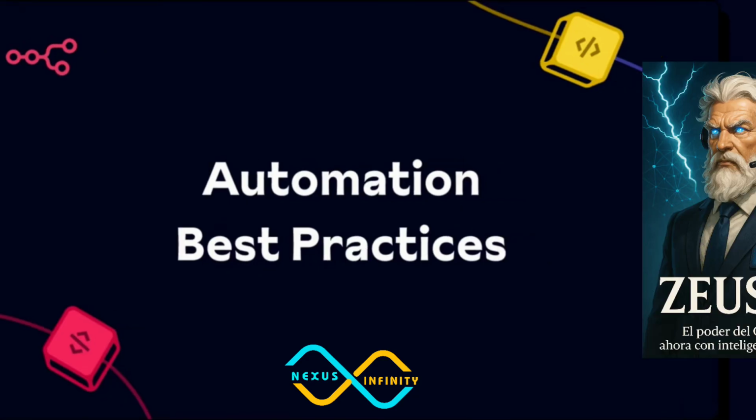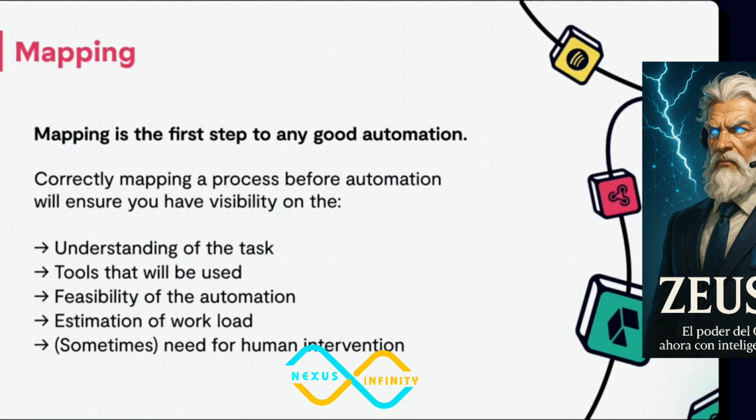I'd like to quickly cover some automation best practices. Before starting any automation, you need to make sure that you are mapping it out. So when someone comes to you and asks, I would like to automate this task, or if you have an idea, I would like to automate this task, the first step that you're going to want to do is map it out.